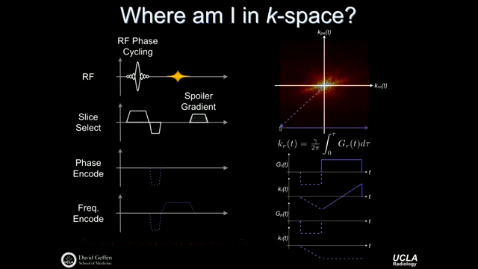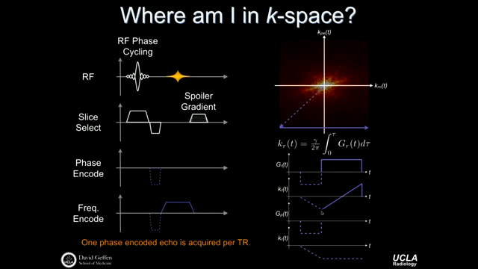More typically, what comes next is the readout gradient. The readout gradient itself is going to be basically twice the area of the readout prephasing gradient, and it's going to move us along k-space along the readout direction. So we expect to move from left to right, and that's not simultaneous with any phase encoding gradients. And so we're only moving unidirectionally through k-space. We're only going to move along the k readout direction.